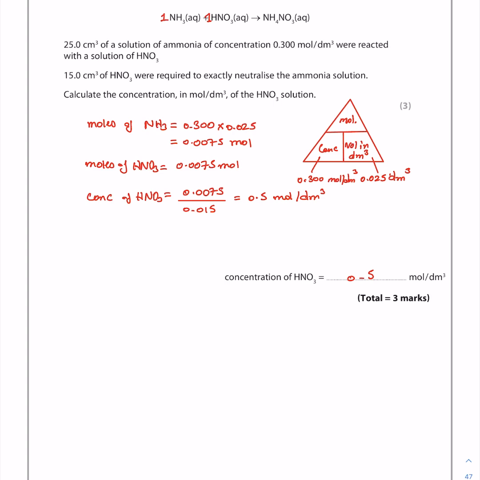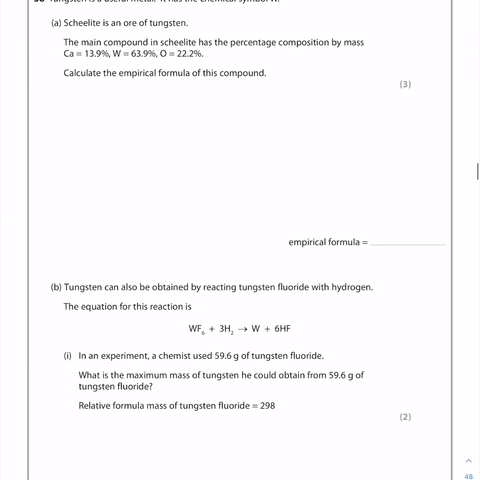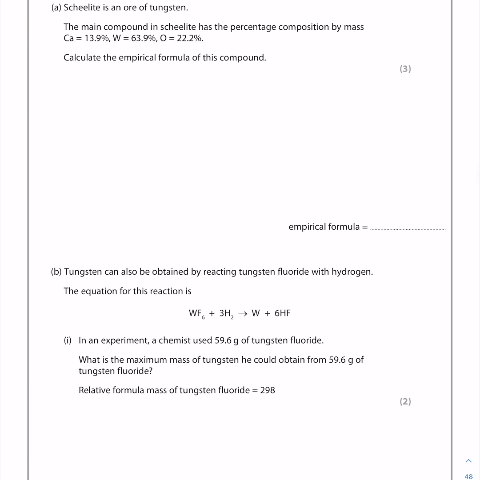Question 38. Tungsten is a useful metal. It has a chemical symbol W. Scheelite is an ore of tungsten. The main compound of scheelite has the percentage composition by mass: calcium 13.9, so the calcium will be 13.9 grams, tungsten 63.9, and oxygen 22, meaning 22 grams. These are the masses.